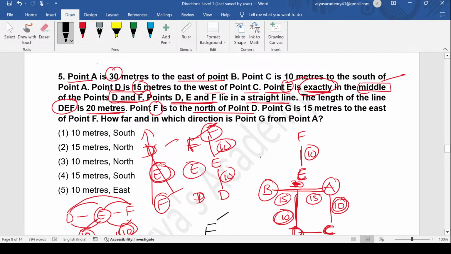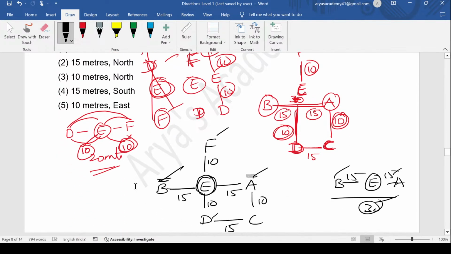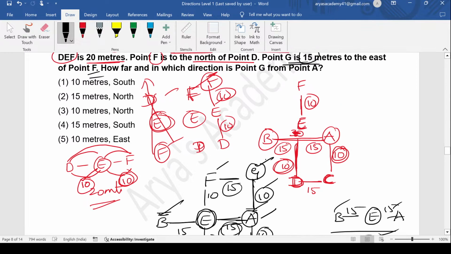Point G, another point is there. Point G is 15 meters to the east of point F. Okay, there is another point. This distance is how much? 15. From F towards east at a distance of 15. If this is 15 and this is 15, A and G will also be in a straight line. Point G is here. That means G, A and C, all of them are in a straight line. As the distance between A and C is 10, the distance between G and A will also be 10.